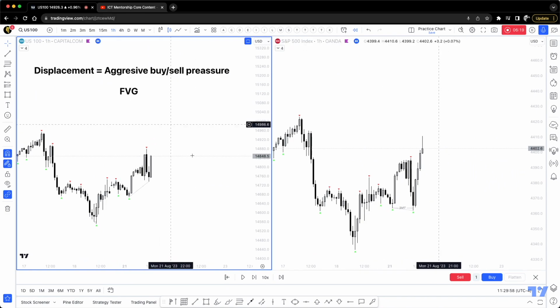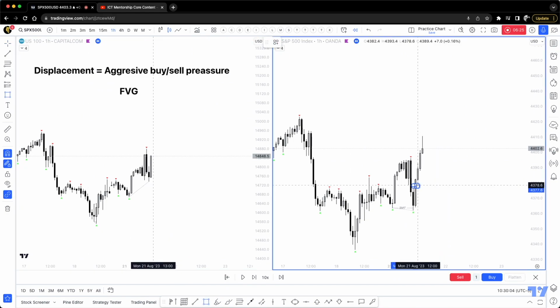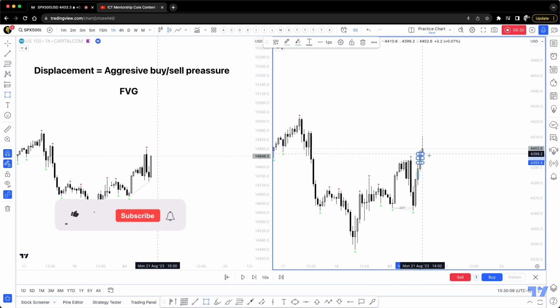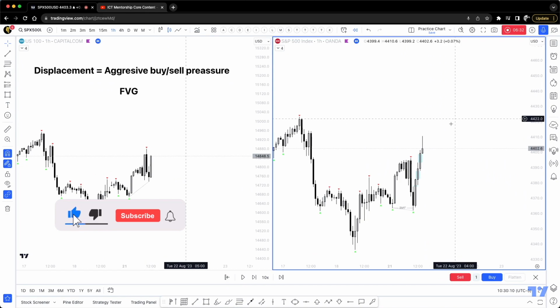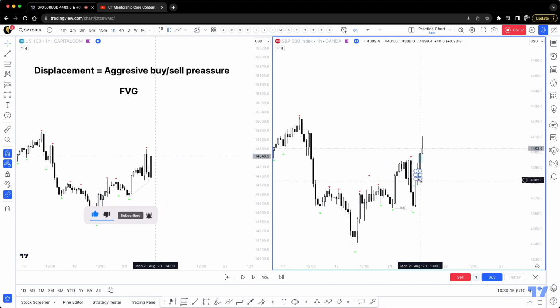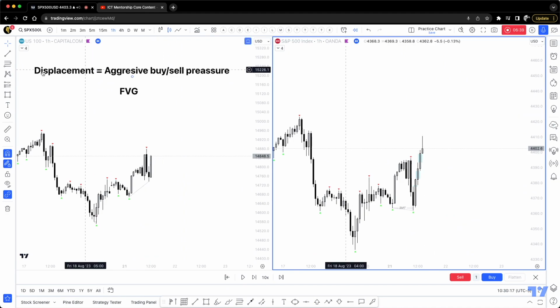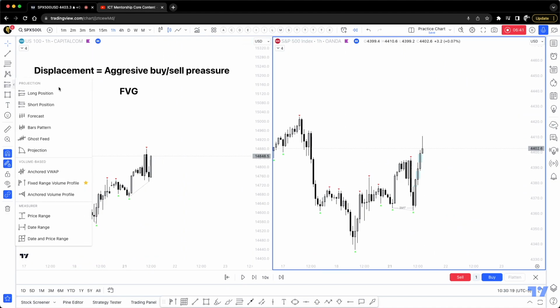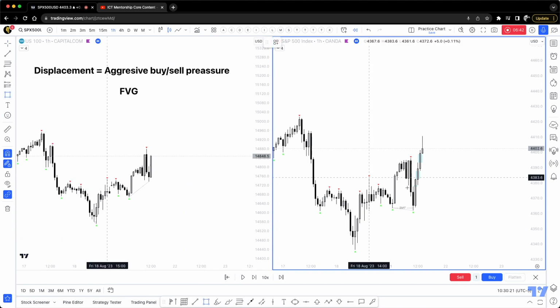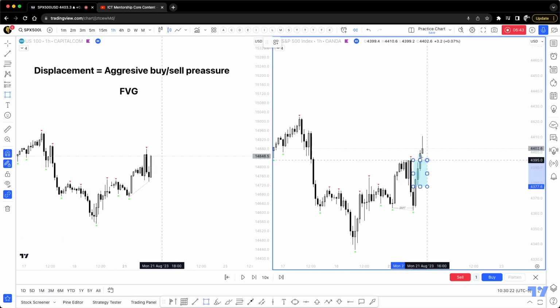So right here, what do we see? We have a fair value gap right here. This is a whole zone, right? We have a fair value gap right here, another fair value gap right here, and another fair value gap right here, okay? So at the moment, we have three candles closing, boom, boom, boom, one after another. So you can mark pretty much this entire zone according to ICT.